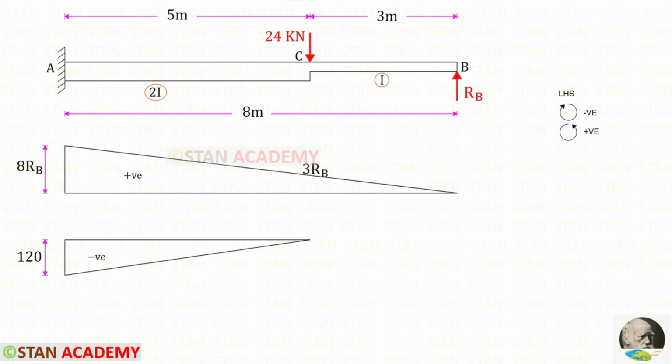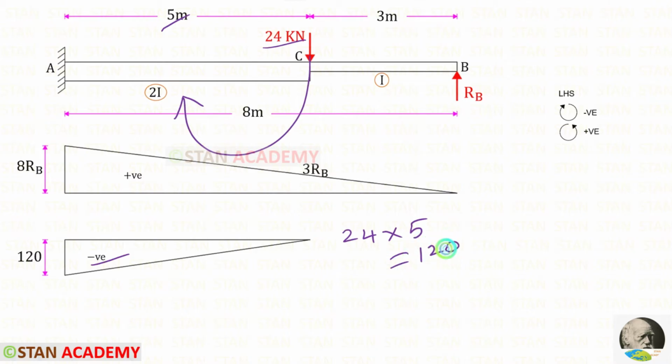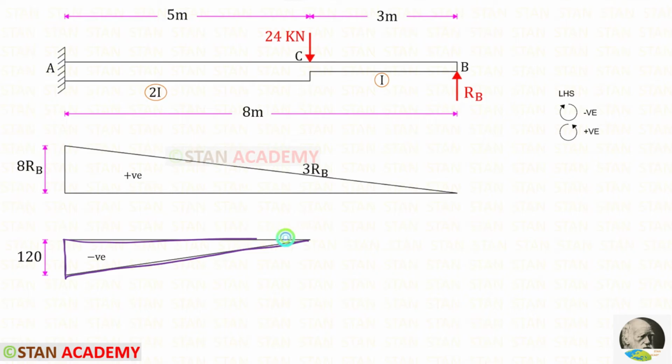Now let us take the point load 24. It is acting in the clockwise direction so it will be negative 24 into 5. It will be 120 and the diagram will be in the shape of a triangle.